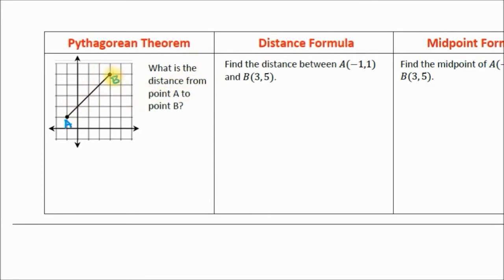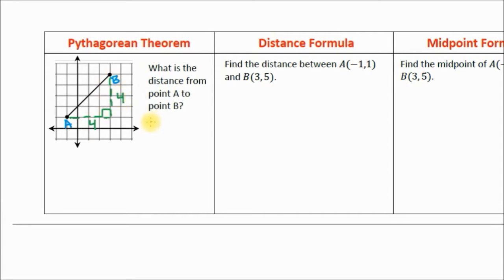Now this segment is on a grid, on a coordinate plane, so we can use Pythagorean theorem pretty easily here. Let's turn this diagonal line into a right triangle. You see right here I'm making a right angle. Let's go ahead and identify the length of the legs. 1, 2, 3, 4, that is a distance of 4. 1, 2, 3, 4, that's a distance of 4.